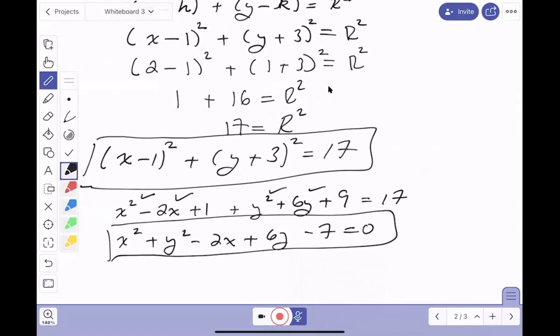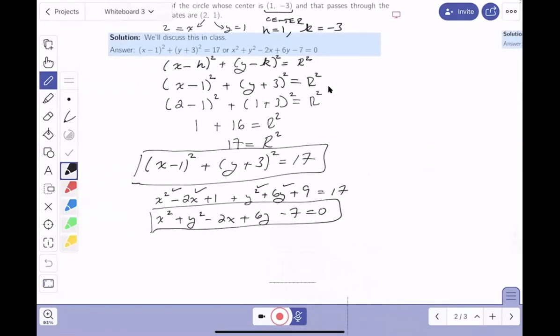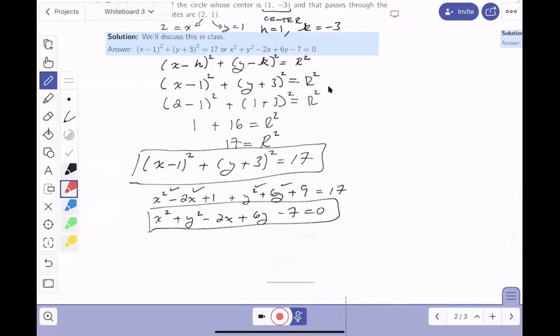All right, I will look at the key. I want to see if I got it right. x minus 1 squared plus y plus 3 squared equals 17. Looks good. Let's see if we got the other one. x squared plus y squared minus 2x plus 6y minus 7 equals 0.